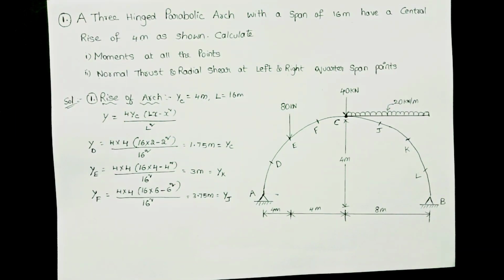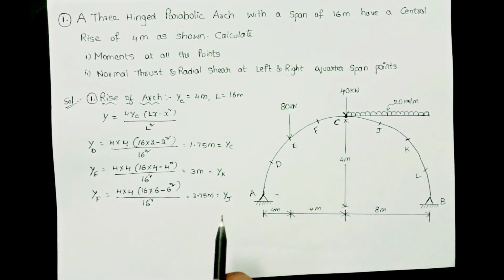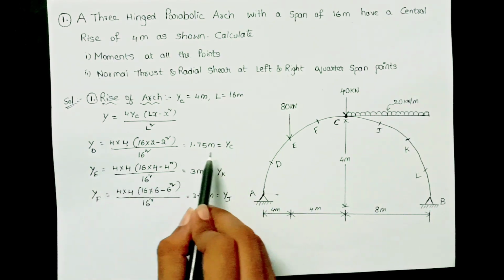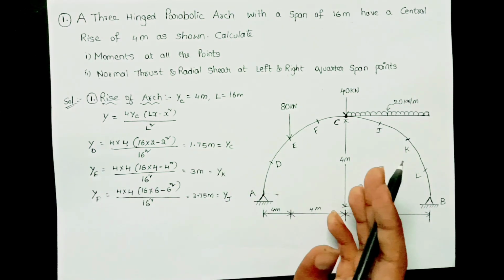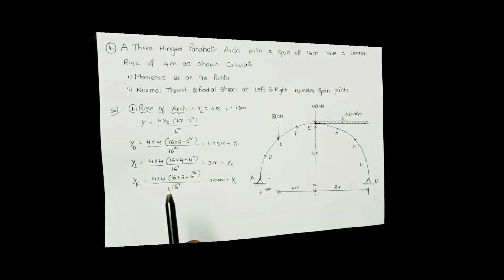So with these calculations, I have calculated the rises at every point. That means yd, ye, yf, yj, yk and yl. Due to symmetry, I have equated both the rises. Okay, so this is the procedure for calculation of rise of arch.